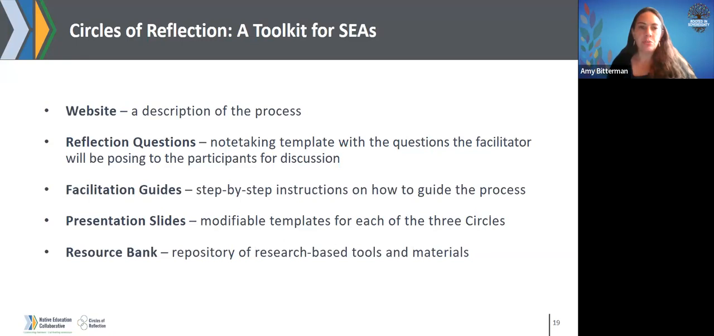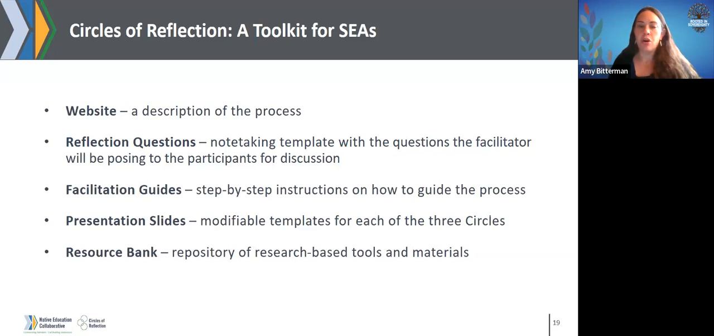But I did want to mention the Circles of Reflection toolkit for the SEAs that we currently have on our website. You'll see there's a big, 50-page or so PDF document that walks through the process. But what we've been working on for a few months, and should be launched next week on the website, is a more user-friendly, online, interactive process where we have the website itself that has information and an overall description of what it looks like.